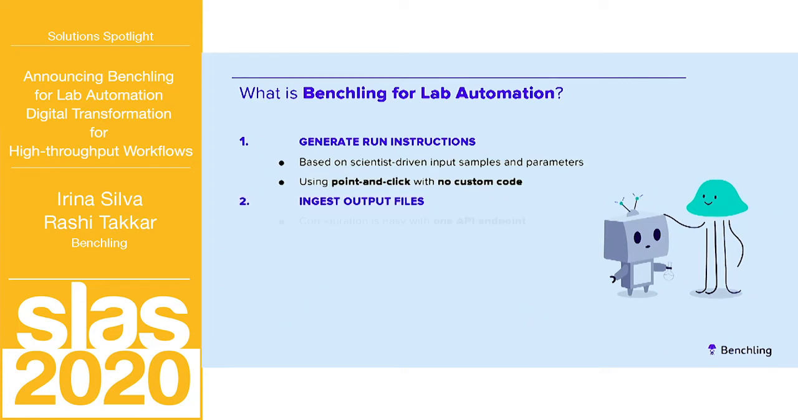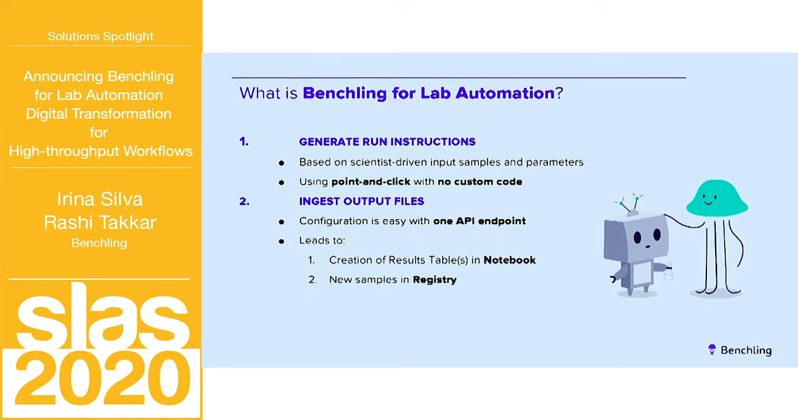We're able to ingest the output files. So again, the configuration is easy. As I said, the whole benefit of having the centralized unified system is that even though there's one API endpoint that connects these instrumentation, you're able to have all the actions underlying, such as in the registry or the inventory or the requests, happening automatically. So, which could lead to the creation of results in your notebook. If you are creating new samples, you're changing that in the registry. You're updating samples or reagents that you used in these experiments in the inventory without any manual intervention.